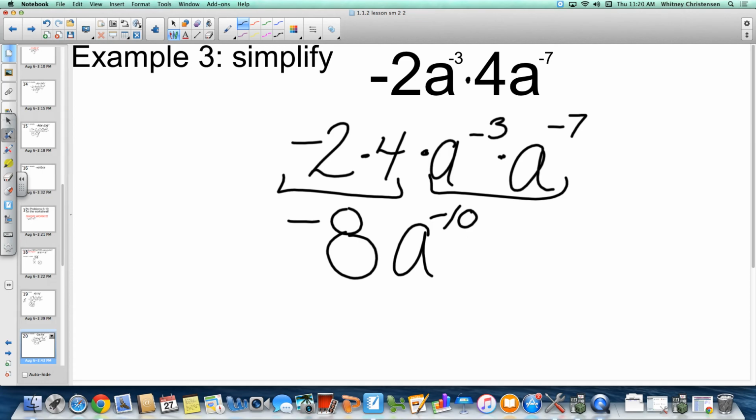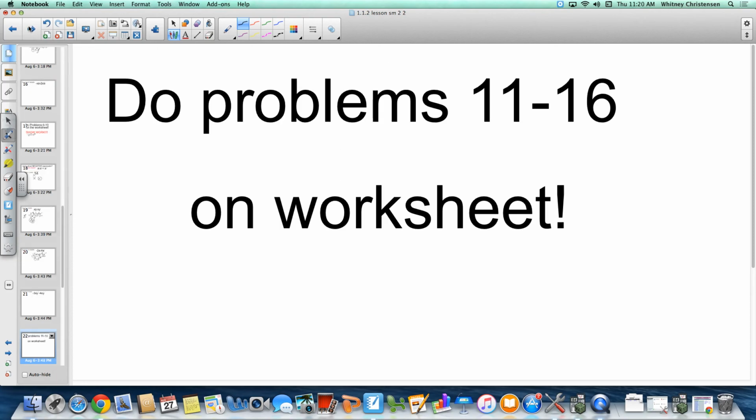So if you have to think about it, guys, I'm in debt $3. I subtract $3 more. I'm now in debt $10. Does that make sense, everybody? We're all okay? Okay. Finish up the front of the worksheet.